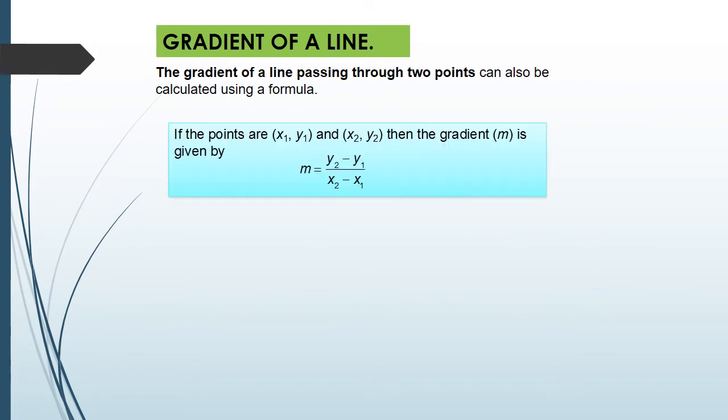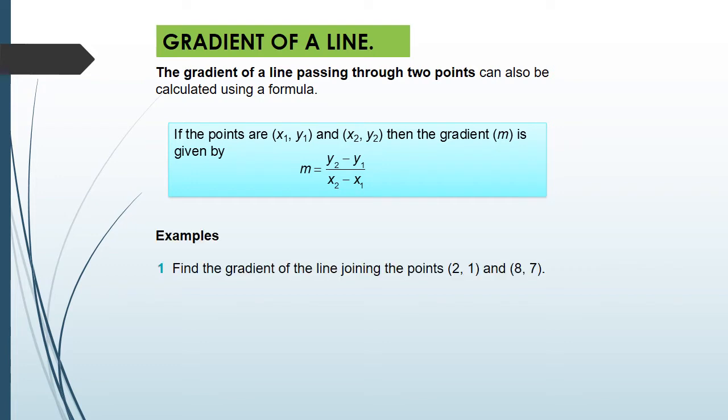Now, we can also be asked to find the gradient of a line when the coordinates of 2 points are given. In this case, we use the formula y2 minus y1 all over x2 minus x1, where x2 and x1 are the x coordinates of the 2 points, and y2 and y1 are the y coordinates of the 2 points. Let's take this example. Find the gradient of the line joining points (2, 1) and (8, 7).